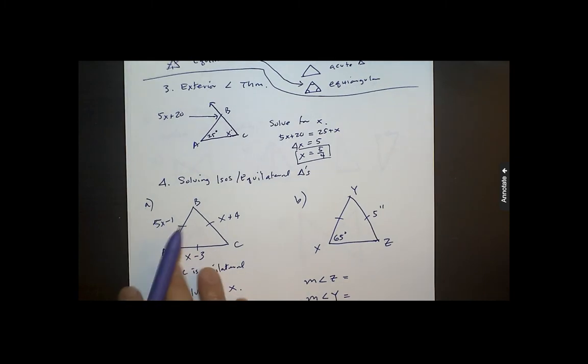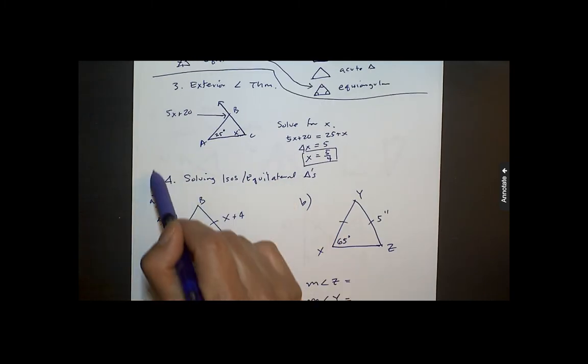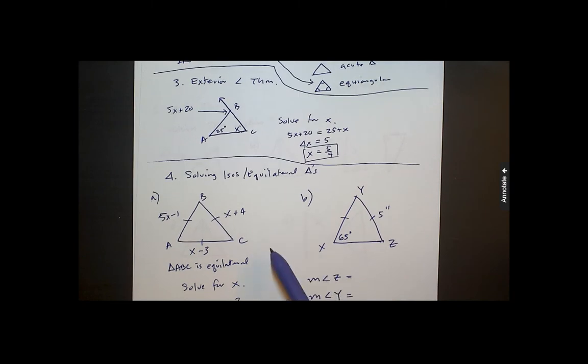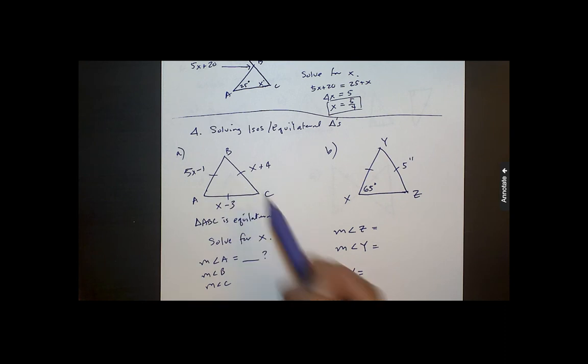Okay, so now the next type of problem is solving isosceles and equilateral triangles. Here we have a triangle, and you can see there's 1, 2, 3 congruence marks, so all 3 sides are congruent. So this triangle is equilateral, and we know that all equilateral triangles are also equiangular. And we know that each angle measures 60 degrees. So this is a 60, 60, 60 degree triangle. All 3 of these are going to be 60 degrees, because equilateral triangles are always equiangular, and equiangular triangles always have each one of their interior angles measure 60 degrees.